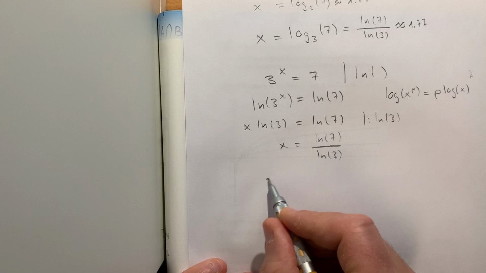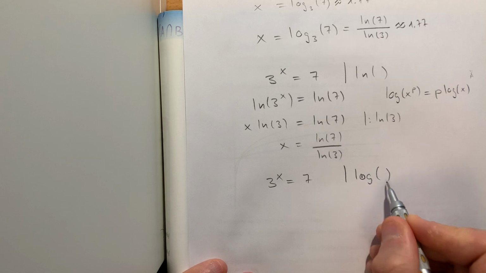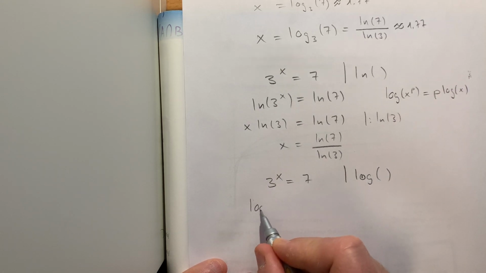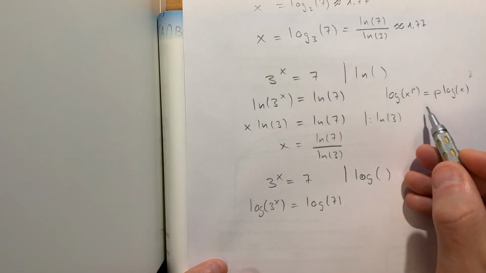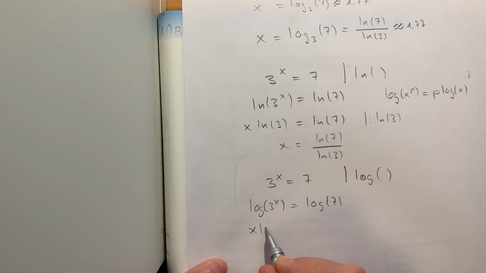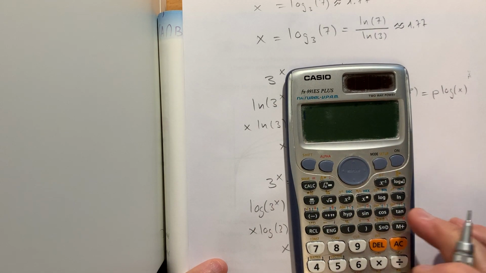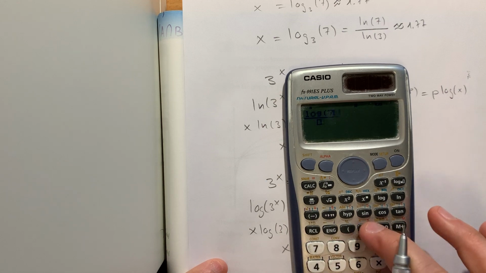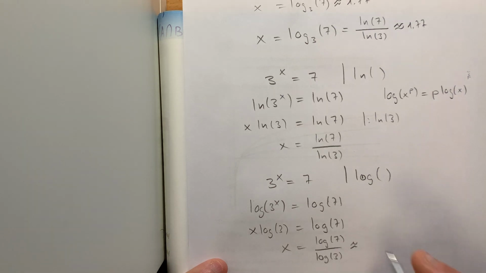Or you could even use the log to the base of 10. Then, again, same thing. You again use the same rule here, x log 3 is log 7, and then x is log 7 divided by log 3. And if you type this in, let's just do it, log 7 divided by log 3. Here we go, again, the same thing.